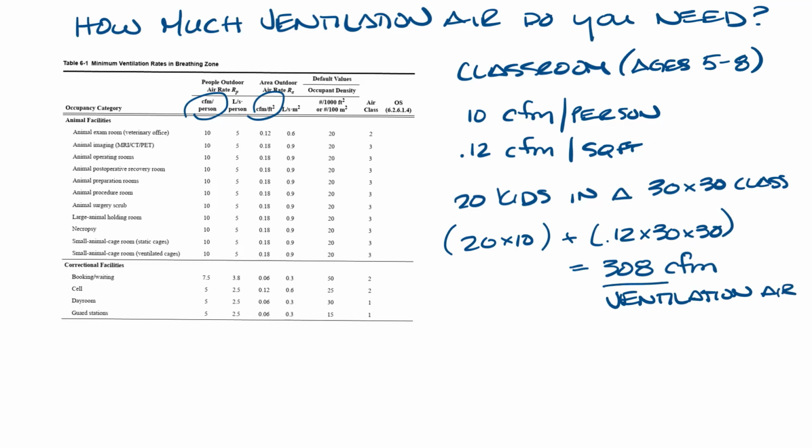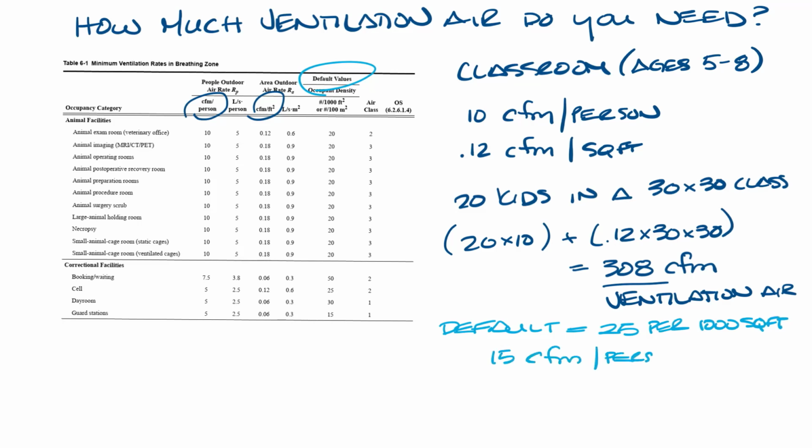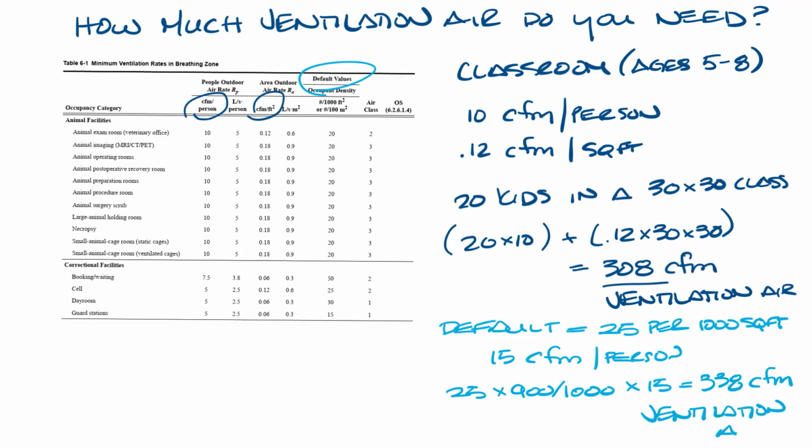But what happens if you don't know how many people are going to be in this classroom? Well, ASHRAE has default values that you can use to calculate as well. So the default value for this classroom is 25 people per 1,000 square feet and 15 CFM per person. So now we would take our 25 people times 900 square feet of the space divided by the 1,000 in the default times 15 CFM, which is 338 CFM of ventilation air in this classroom.